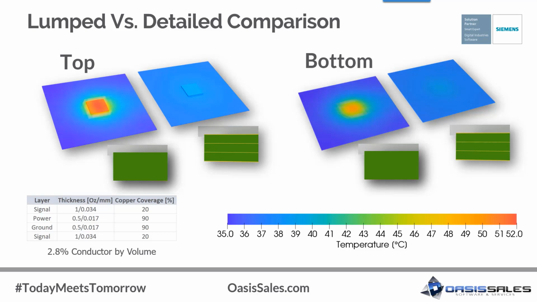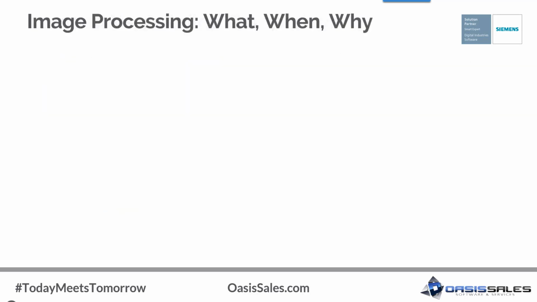The lumped approach predicts a component temperature of about 52 versus 39 for the detailed approach. Modeling each individual layer allows the heat from the component to spread much more efficiently, and as a result, the predicted temperature is much lower. And I think we see such a huge difference in this case because the amount of copper in this board is so low. The next method for PCB thermal modeling is based on image processing.